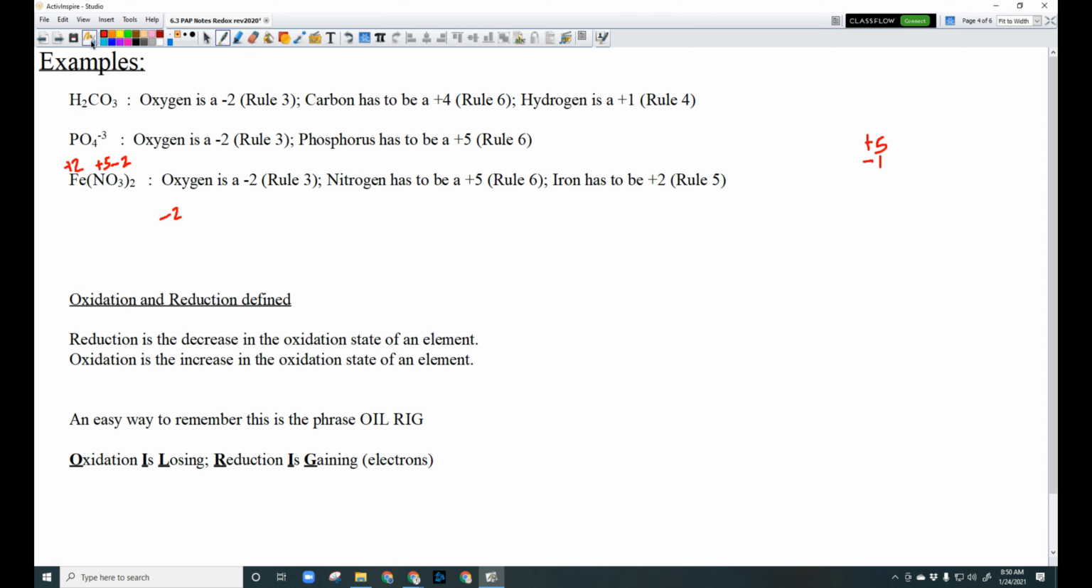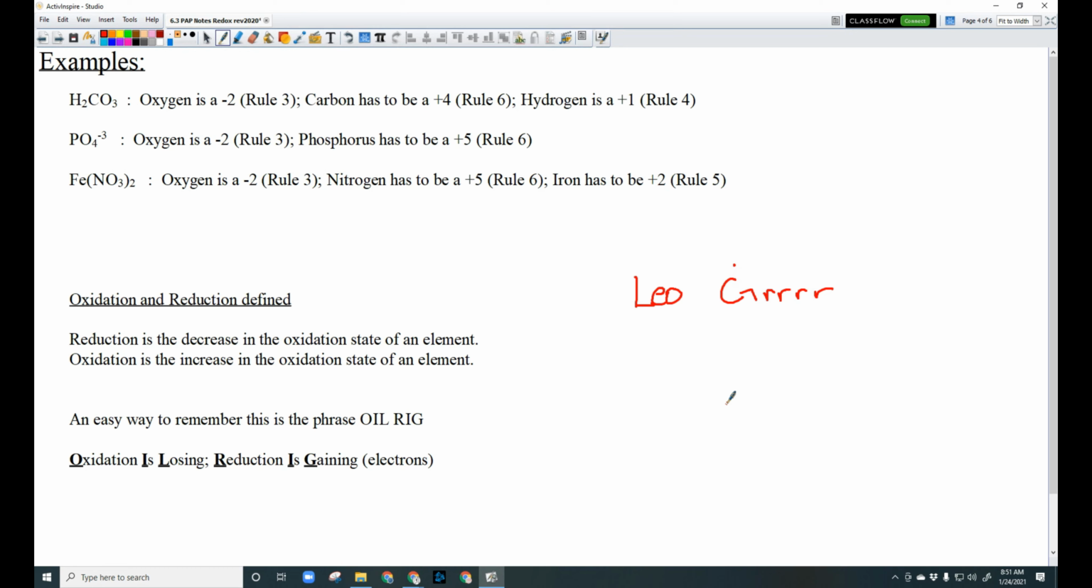So the acronym is OIL RIG. Oxidation is losing, oil. Reduction is gaining, rig. And that's, of course, electrons. Now, another one that you might see, I don't use, but a lot of people can remember this easier for some reason, is Leo the lion says grrr. What that means is losing electrons is oxidation. Gaining is reduction. Grrr, gaining, reduction.